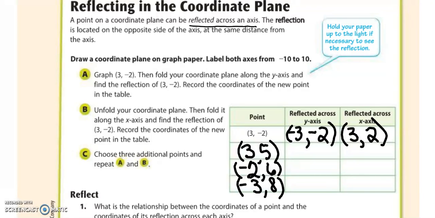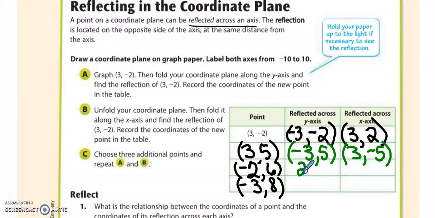For 5.53, the reflected point would be -3, 5 across the y-axis, and it would be 3, -5 across the x-axis. Once again, notice if it's reflected across the y-axis, the y-coordinate is the same, the x-coordinate is the opposite. If it's reflected across the x-axis, the x-coordinate is the same and the y-coordinate is the opposite.